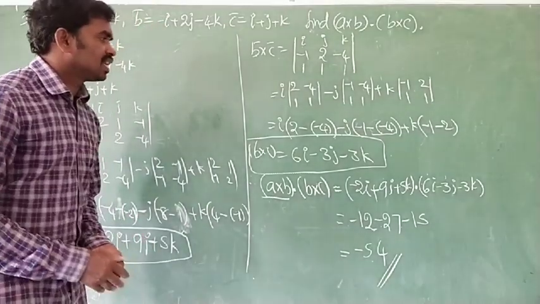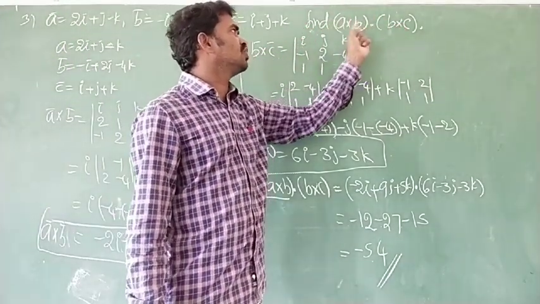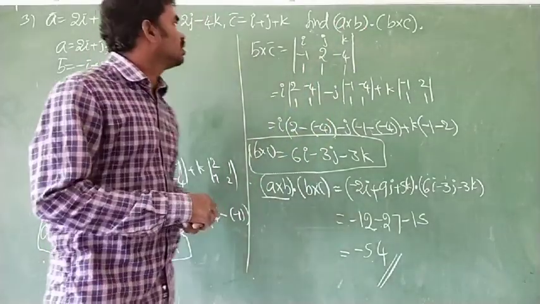Is it clear? Any doubts? First find A cross B, next find B cross C, next do the dot product. Okay, now simplify the bracket terms first of all.